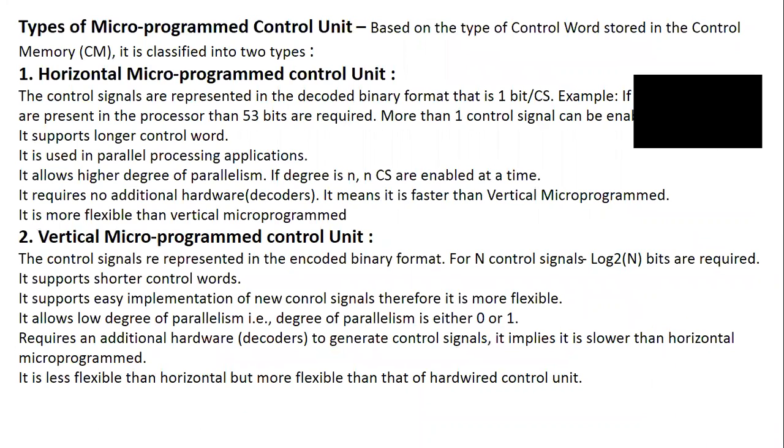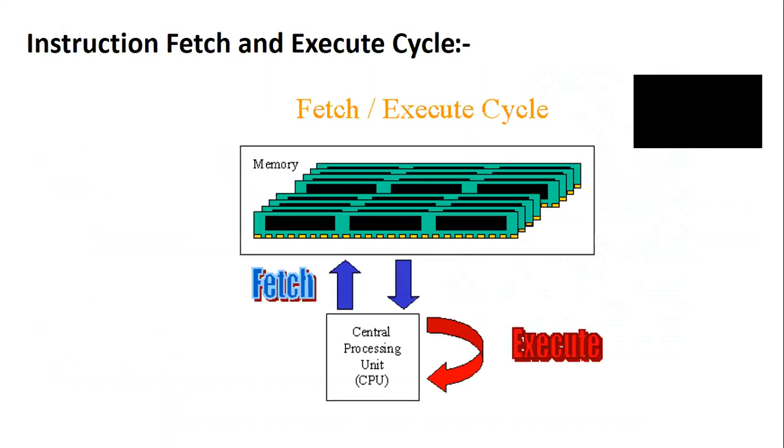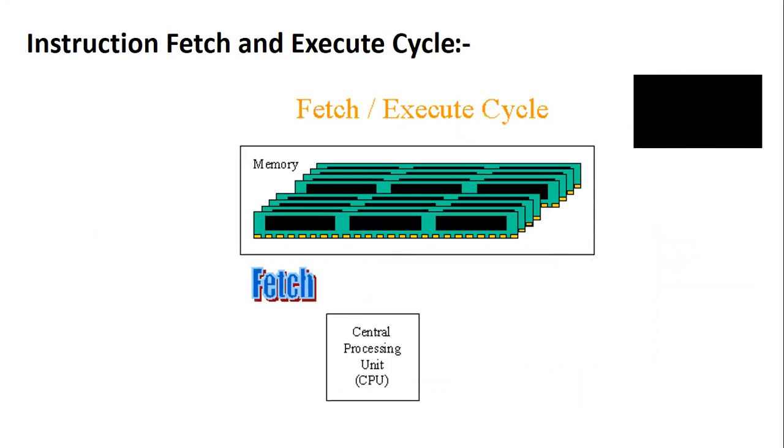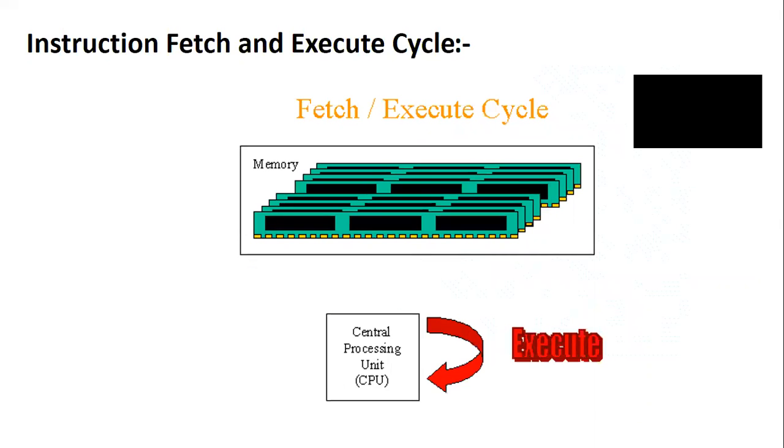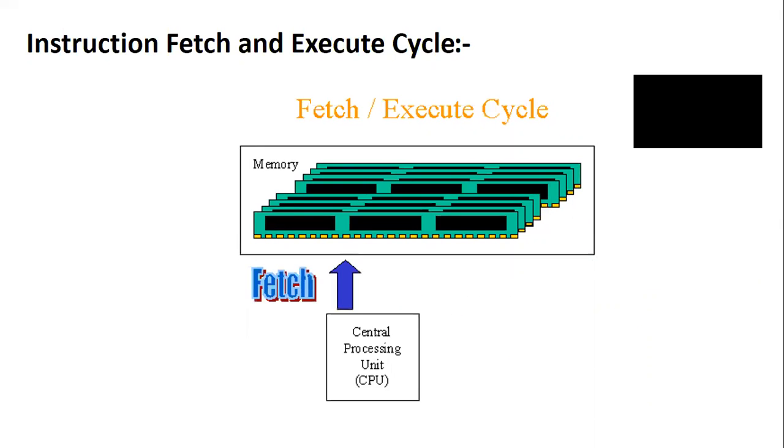So in this class, we are going to see the fetching cycle. That is, for one instruction, how the instruction is fetched from the memory, how the processor executes it, how the processor takes the instruction into registers, and after some calculation or execution, how the result is transferred to the main memory.